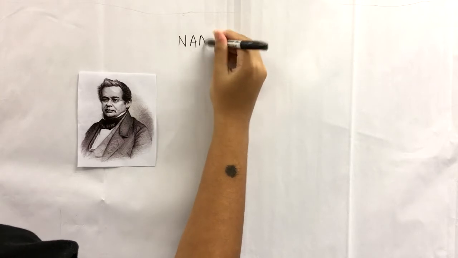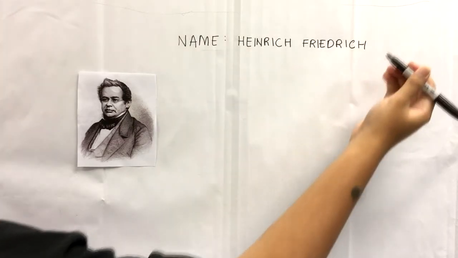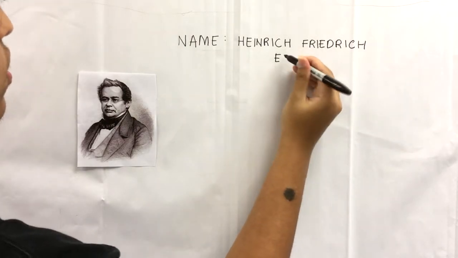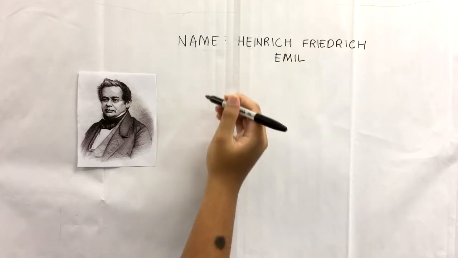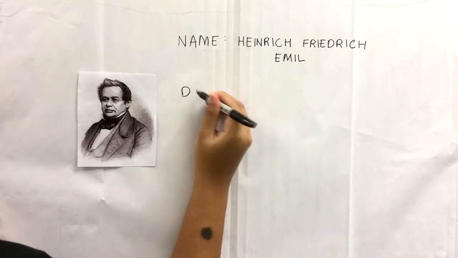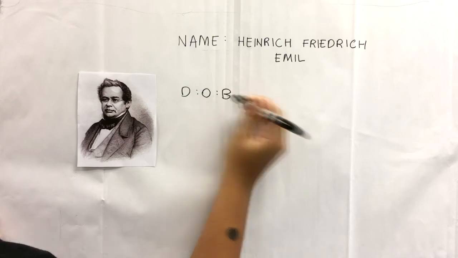So Lenz's law states that the direction of the current induced in a conductor by a changing magnetic field is such that the magnetic field created by the induced current opposes the initial changing magnetic field.